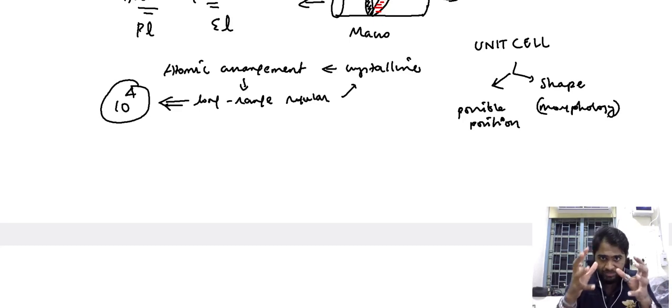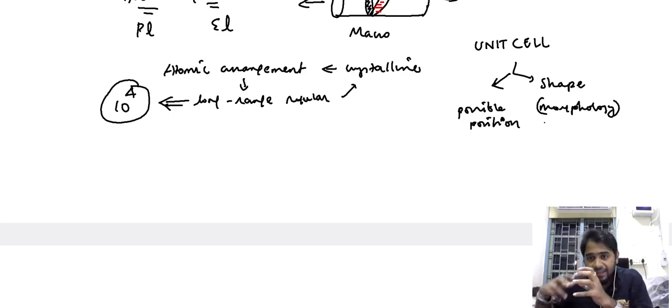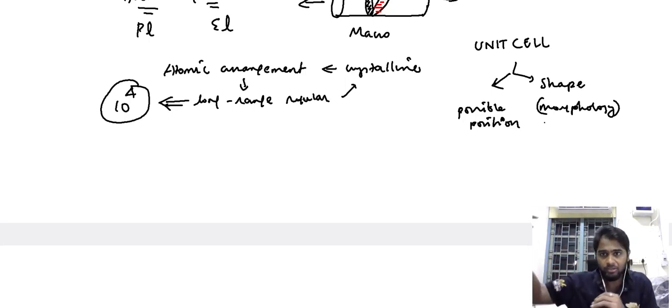Now the unit cell, a representation of the long range regular arrangement of the atoms, is described by 2 features. One is the shape, and the other is the possible position of the atoms. We will be able to describe the shape of the unit cell only when we are able to describe it using certain parameters. Only then will we be able to associate a shape to the unit cell, and relate it to the atomic arrangement.